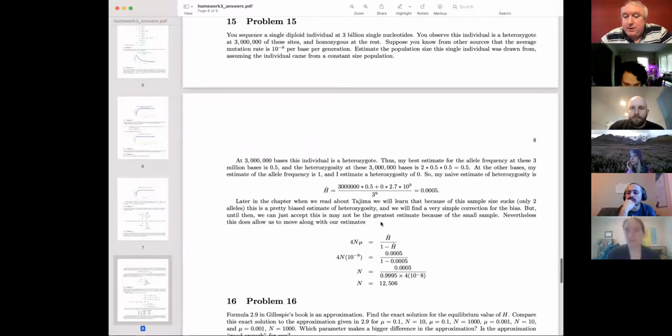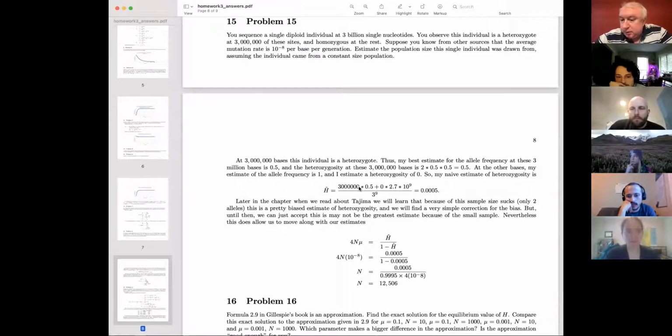And from that moment on, just plug in. I got 4Nu equals H over 1 minus H, and therefore I got N being exactly twice the value Kevin got, because I've used a half of this heterozygosity. Does that make sense? Oh, sorry.